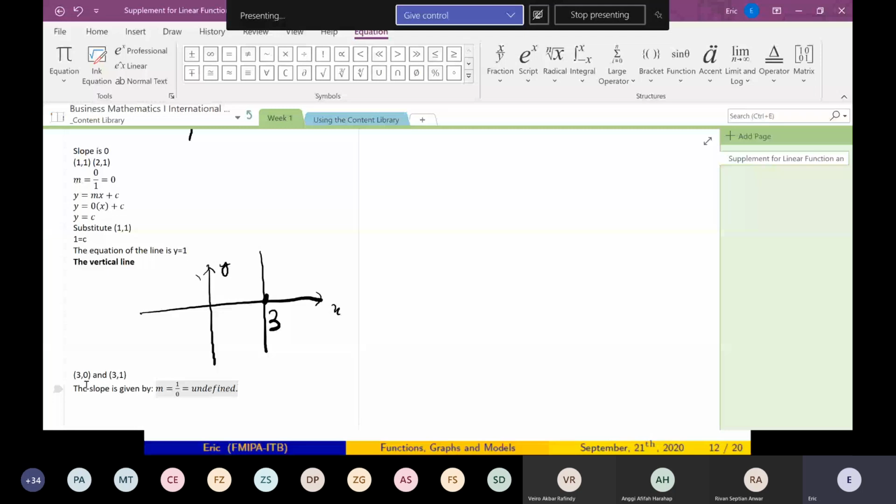Why is this undefined? You remember, we are looking at a function. Is this a function? No. Why? Because the domain is all real, but I have one point that has many values.